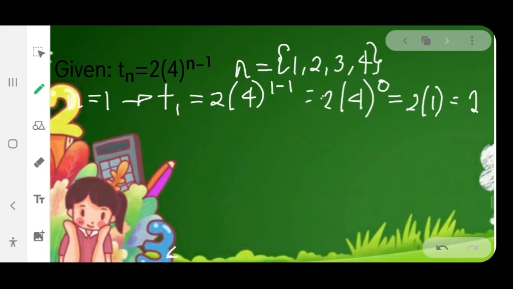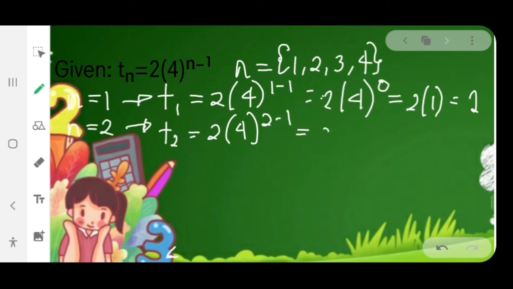Now let us compute for the second term. So n is equal to 2. Substitute 2 to n. So we now have t sub 2 is equal to 2 times 4 raised to 2 minus 1. And then copy 2 and 4. Then 2 minus 1 is 1. Copy again 2. And then 4 raised to 1 is 4. Remember, any number raised to 1 is equal to that number. So 2 times 4 now is equal to 8.